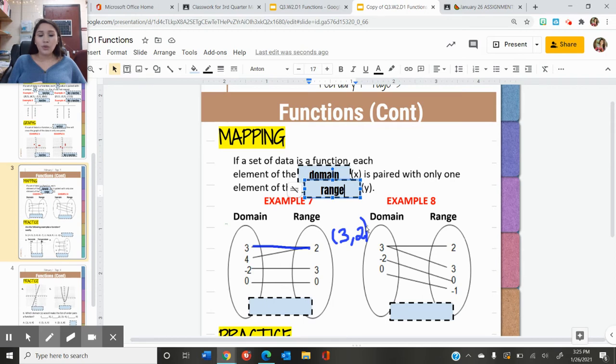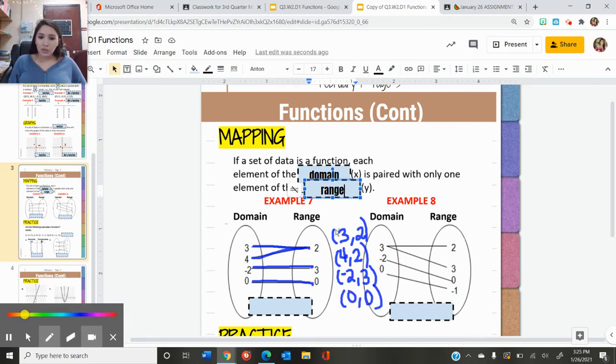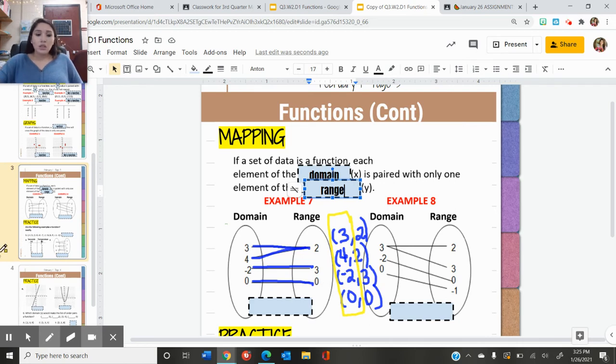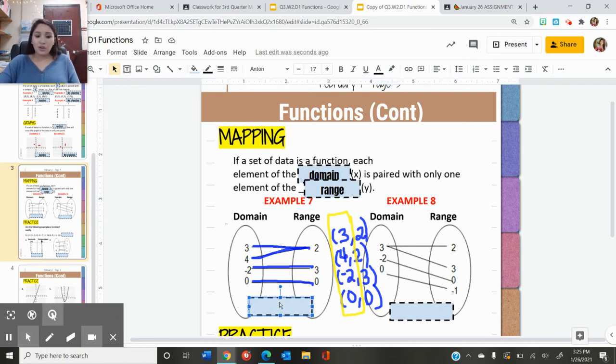I believe it kind of helps if you write out your ordered pairs just to get a better look at it. So next it's telling me that the number 4 is being paired with 2 from our range. So that's 4, 2. Next I have negative 2 being paired with, I'm sorry, negative 2 being paired with 3. And then I have 0 being paired with 0. So now if I look at my x values, which are the first number, I see that I do not have any x values repeating. So what that tells me is that this is a function.